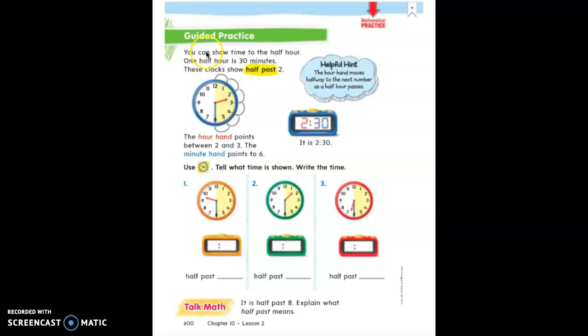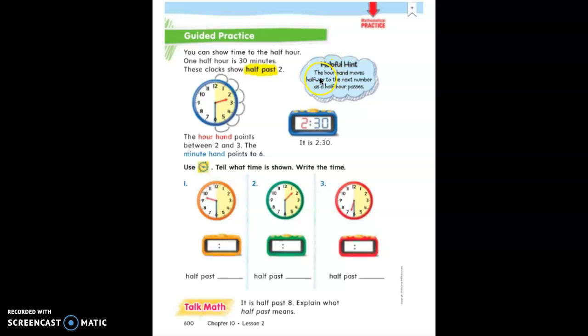Let's turn the page, and it says, you can show time to the half hour. 1 half hour is 30 minutes. This clock shows half past 2. There we see that the yellow part of the clock is the time that has already passed. So we read 2:30 or half past 2. And here in the digital clock we see 2:30.